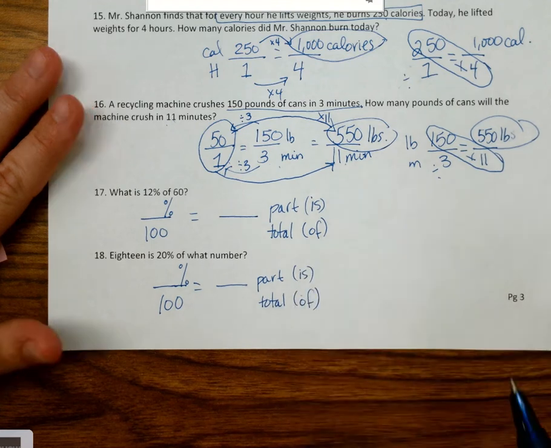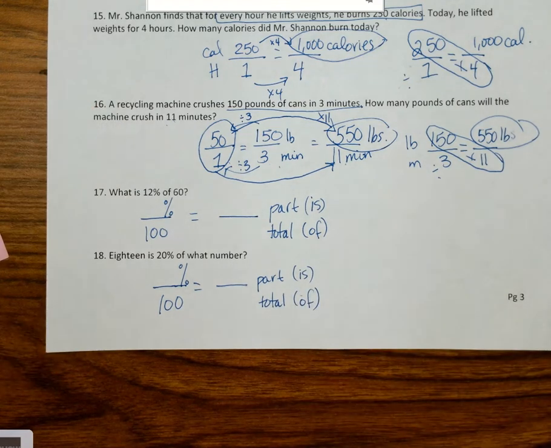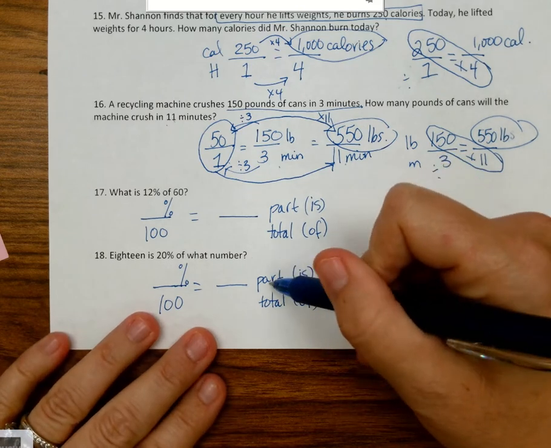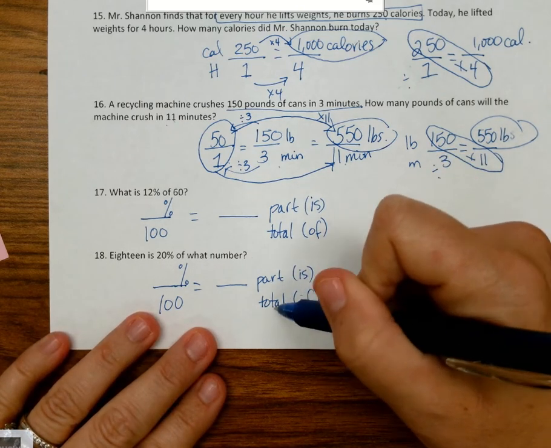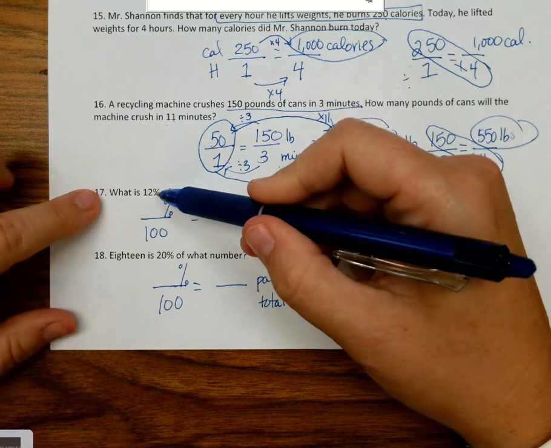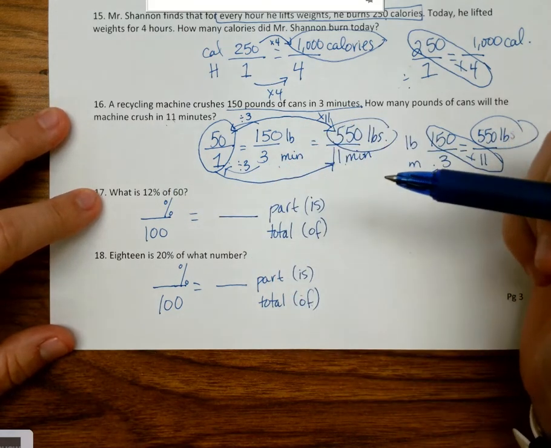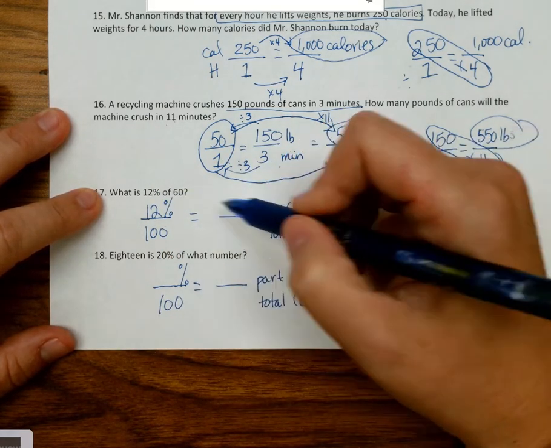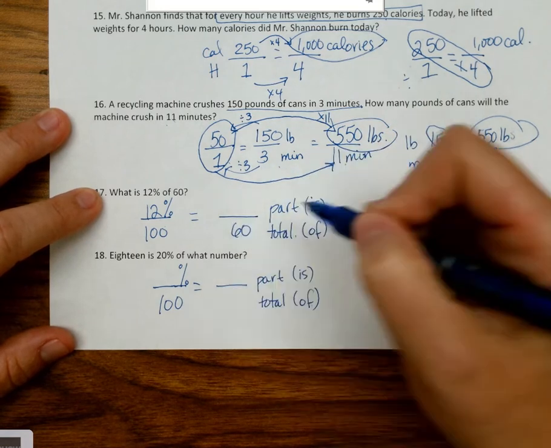Important not to just rely on those words, because sometimes word problems will use is or of in a different place, and then people make mistakes. So remember what that is means. Is means it's part, of means the total. This one says, what is 12% of 60? My 12%, and then my percent's going with 100, of 60, that's my total. So I'm setting it up this way.